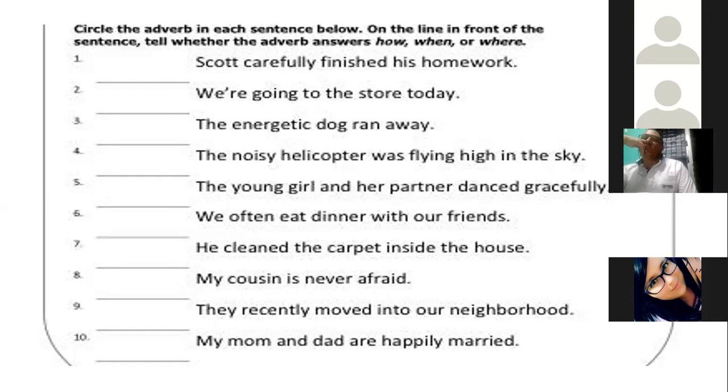I need another volunteer for number seven, guys. I would like you to try, no matter if you are not sure. Okay, Chrissy, tell us. He cleaned the carpet inside the house. Okay. When? Where, right? Where, yeah. In this case, the adverb is inside. Okay, very good. So it tells us where? Inside the house.